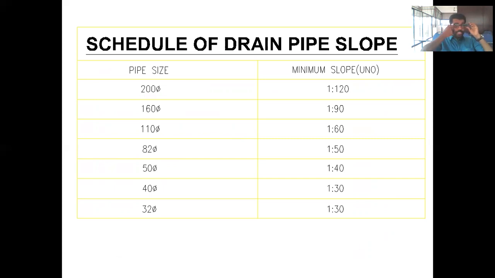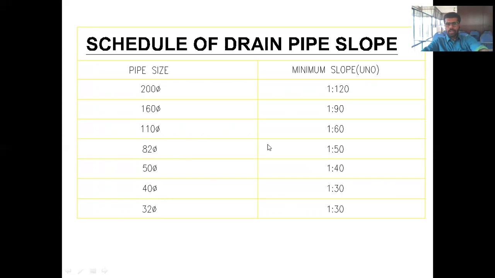Depending upon the pipe size, the slope will be different. For a 200 mm pipe, the slope will be 1 in 120, meaning 1 meter of fall for 120 meters of length. For 160, 1 in 90 is the slope. For a 110 mm pipe, 1 in 60. For 32, 1 in 50, and for 50, 1 in 40. According to this, the slope differs.